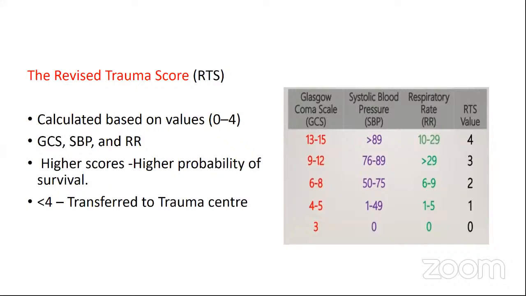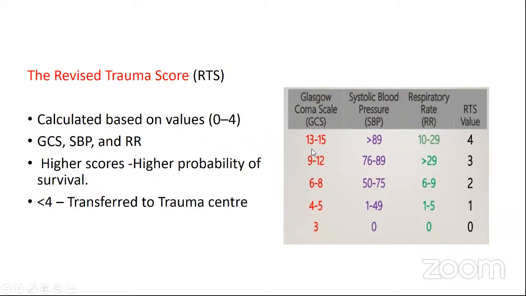Here the values range from 0 to 4, and the variables included are GCS, systolic blood pressure, and respiratory rate. We all know how the GCS score is calculated. This is how the RTS score is calculated. For GCS, SBP, and respiratory rate, each has categories from 0 to 4. If the GCS is 13 to 15, the systolic blood pressure is more than 89, and the rate is 10 to 29, we take it as the 4th category.